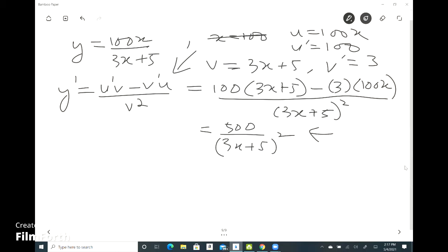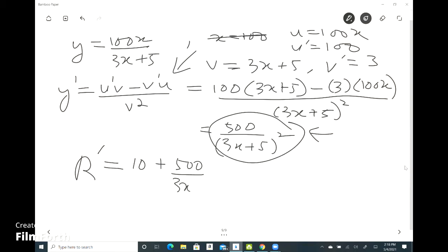If you have this kind of function, which is quite long, for the quotient rule, it's good that you do it separately first. Okay, do it separately like what we're doing here. Then only you put into the original function, the derivative. So therefore, our r prime will be equal to what? Will be equal to 10, okay, derivative of the first term, plus 500 divided by (3x + 5) squared.